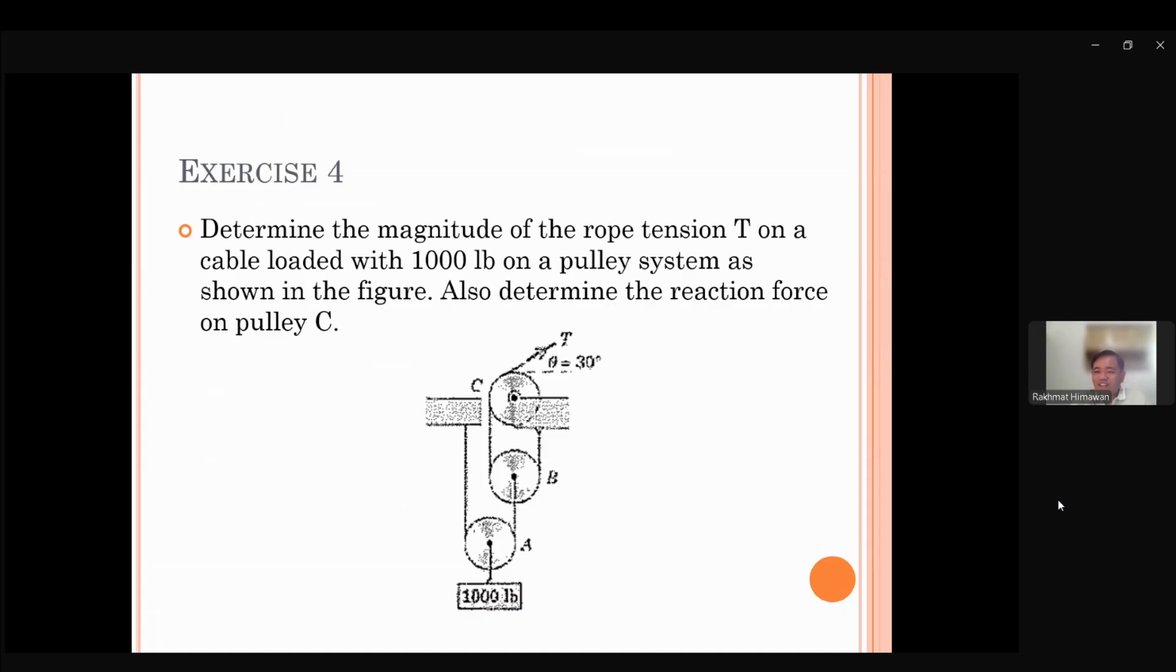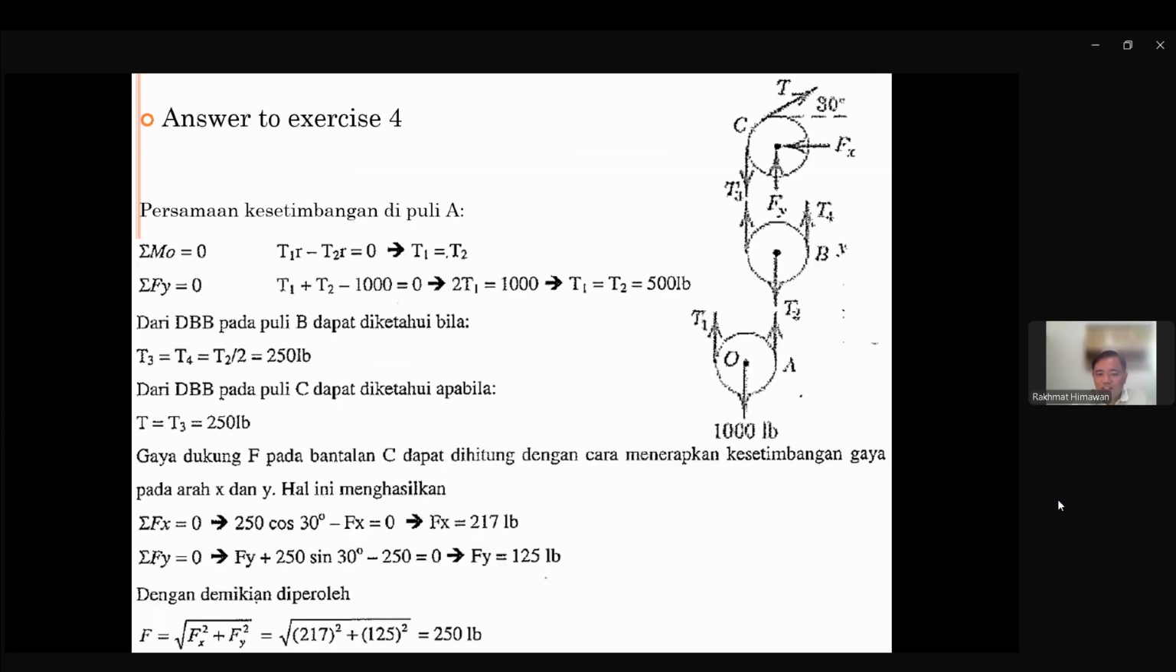Always draw the free body diagram, so you won't get confused. What does the free body diagram look like? We have T in here. We have a reaction force in here. And since this is a hinge support, we have an X direction and a Y direction. We have T as the tension of the rope, and we have the weight. So if we want to make the free body diagram from this system, there you go.